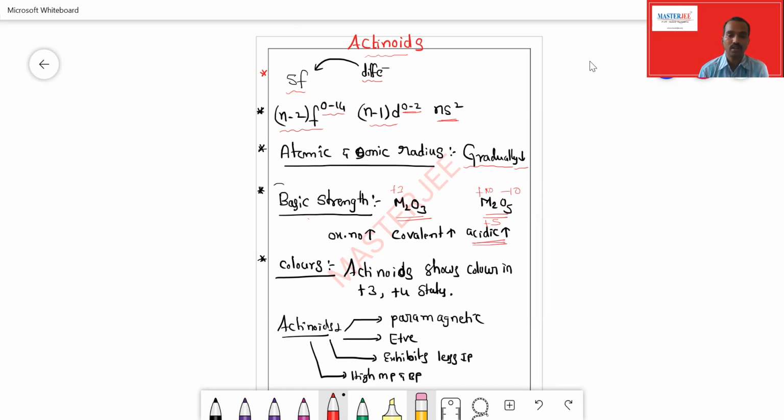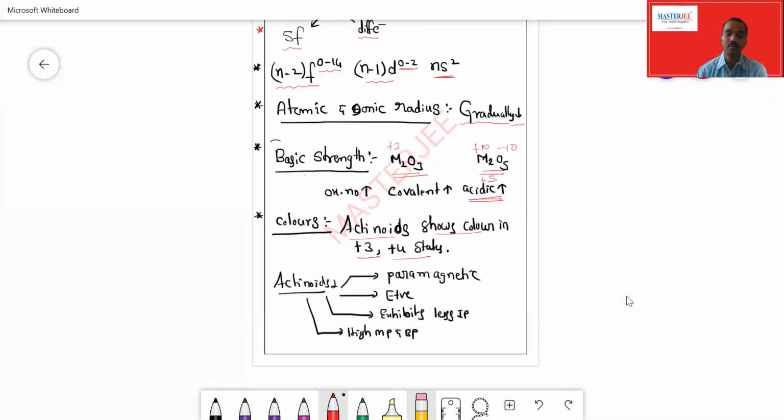Next, colors: actinides show colors in their +3 and +4 states. Some of their properties: they are paramagnetic in nature. They are electropositive. They exhibit low ionization potential values. They have high melting and boiling points also. So this is about actinides.